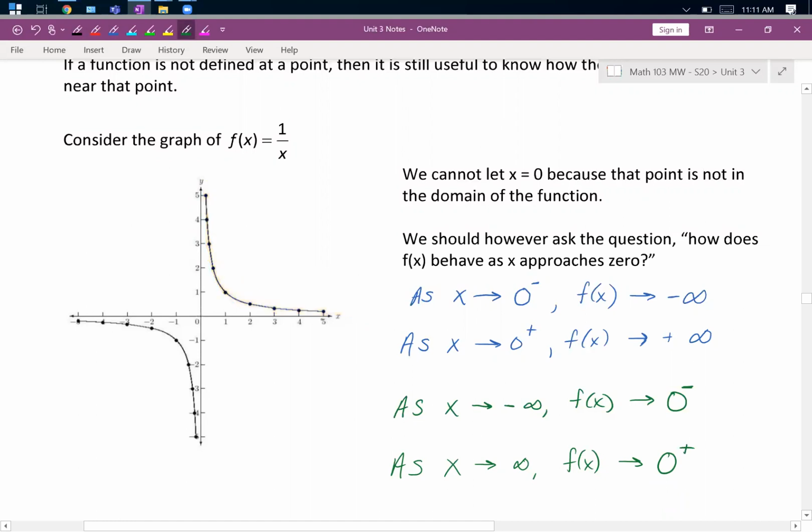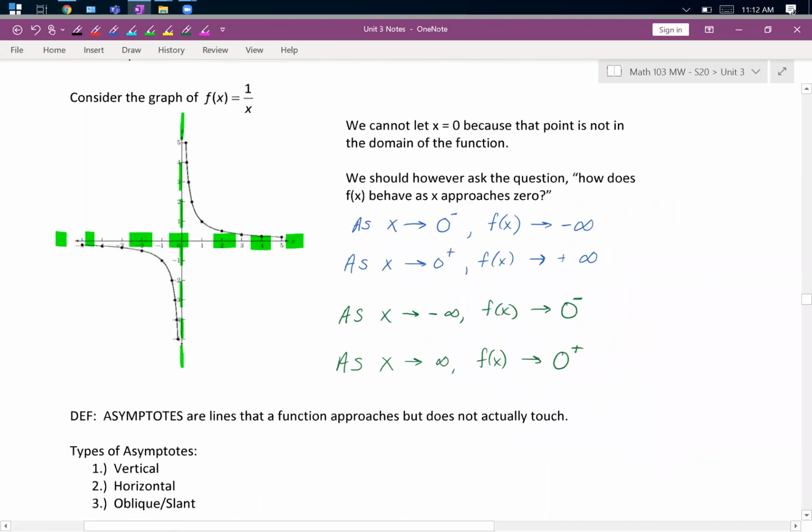Well, this graph here has 2 different lines that our graph gets really, really close to, but never ever touches. It's happening on the y-axis, and it's also happening on the x-axis. A line that a function approaches, gets really, really close to, but doesn't actually touch is called an asymptote.